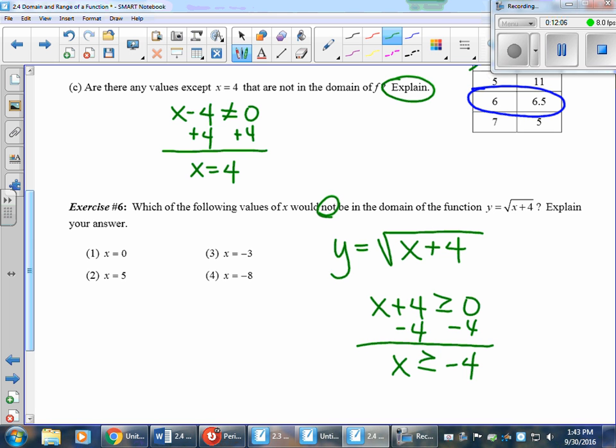So which of these numbers does not fit in this restriction? x has to be greater than or equal to negative 4. This is greater than negative 4. 5 is greater than negative 4. Negative 3 is greater than negative 4. Think about that number line. And this is the only one that is not. It falls to the left of negative 4 on the number line. You can check it also with a quick check. The square root of negative 8 plus 4 is equal to the square root of negative 4, which is not defined.